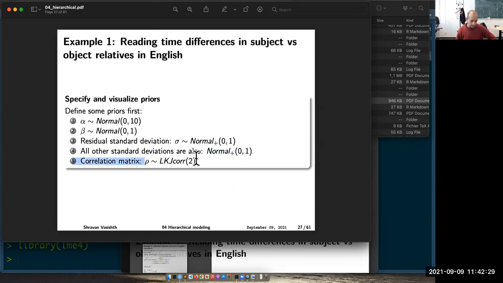The place where I stopped last time was I was talking about what prior to define for the correlation parameter. So that's what I'll talk about next.